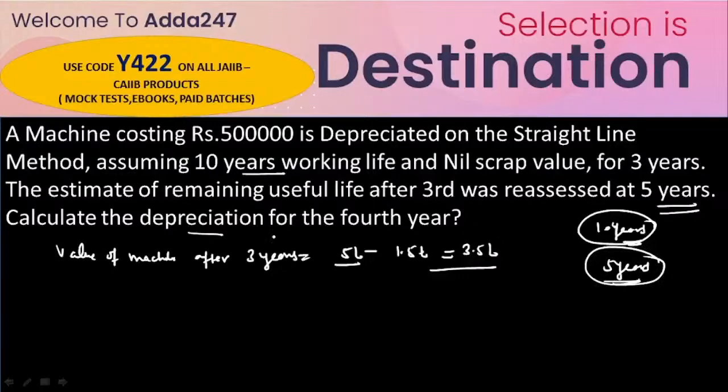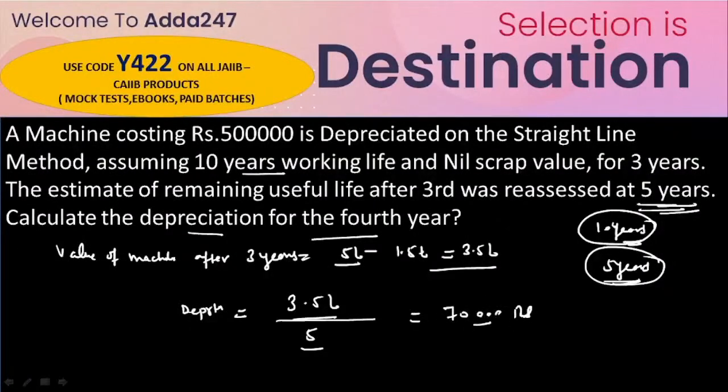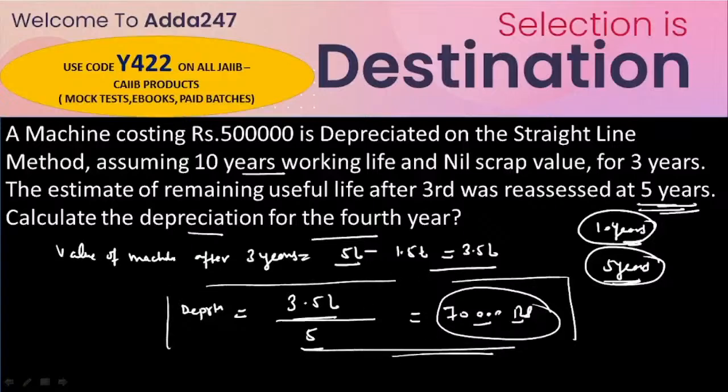So how do we calculate the depreciation for the fourth year? The total cost of the machine is 3.5 lakh. Salvage value is not given, so that is 0. It is divided by the number of useful years, which is 5 years. So just divide by 5, and you will get 70,000 rupees. So the answer to this question, the depreciation for the fourth year, would be 70,000 rupees.